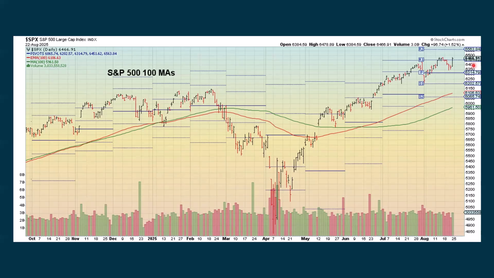And for 2 weeks, we've been battling that level, and we have not been able to get above it on a closing basis. We get above it on an intraday basis, but then by the time we close, we're down below that level.